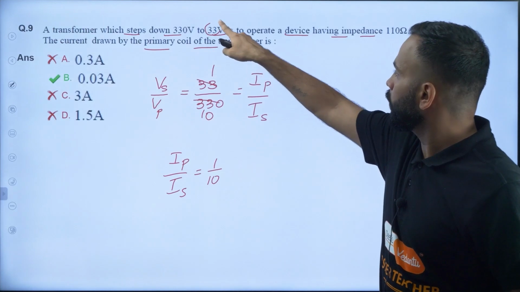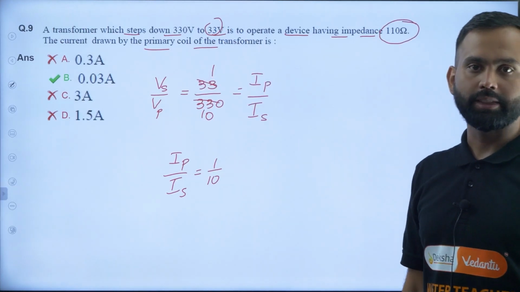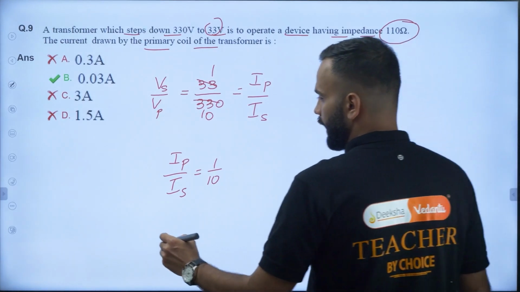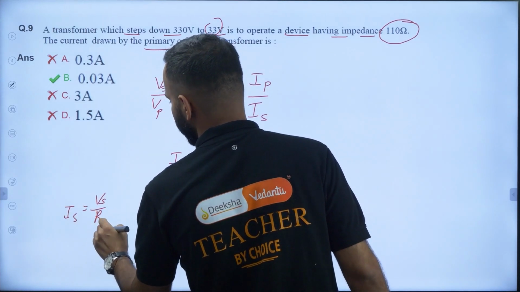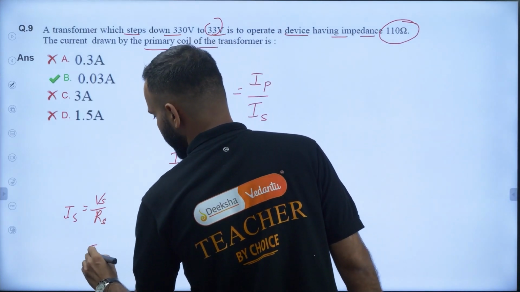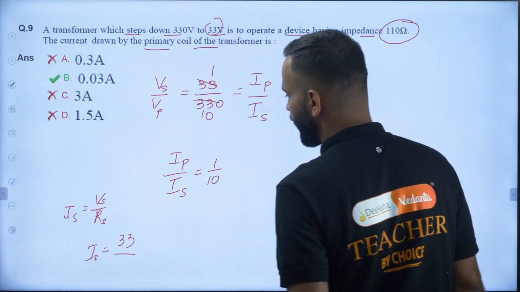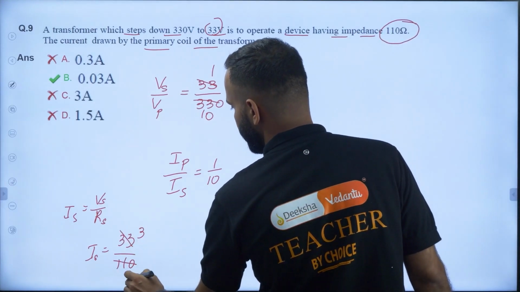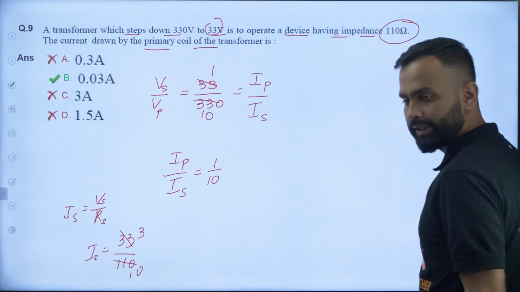The voltage across the secondary coil is given as 33 volt, and the impedance of the device, that is the secondary coil, is also given, 110 ohm. So now Is is equal to Vs by Rs, where Rs is the impedance of the device. Vs is 33, divided by Rs, which is 110. Now this is 3 and this is 10. 11 3s are 33, 11 10s are 110. So Is is equal to 3 by 10.